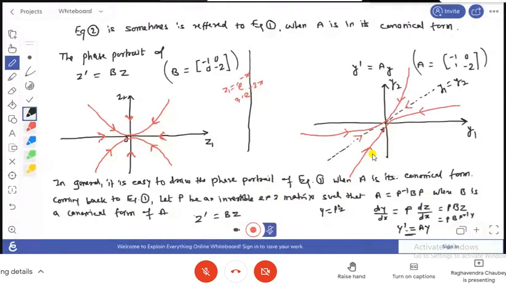So if we take y equals p inverse z, this becomes p inverse, and that is z. This is p inverse bz. This becomes p inverse b, and in that case z equals py. So that becomes p inverse bpy, that equals a. So that equals to this thing.